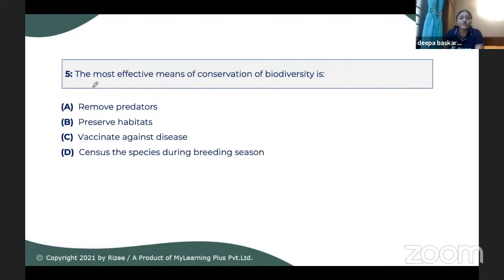The next question is, the most effective means of conservation of biodiversity is: remove predators, preserve habitats, vaccinate against disease, or census the species during breeding season? Preserve habitats. If you remove predators, automatically where will the predators go? This is not the right answer. We have to preserve the habitats.